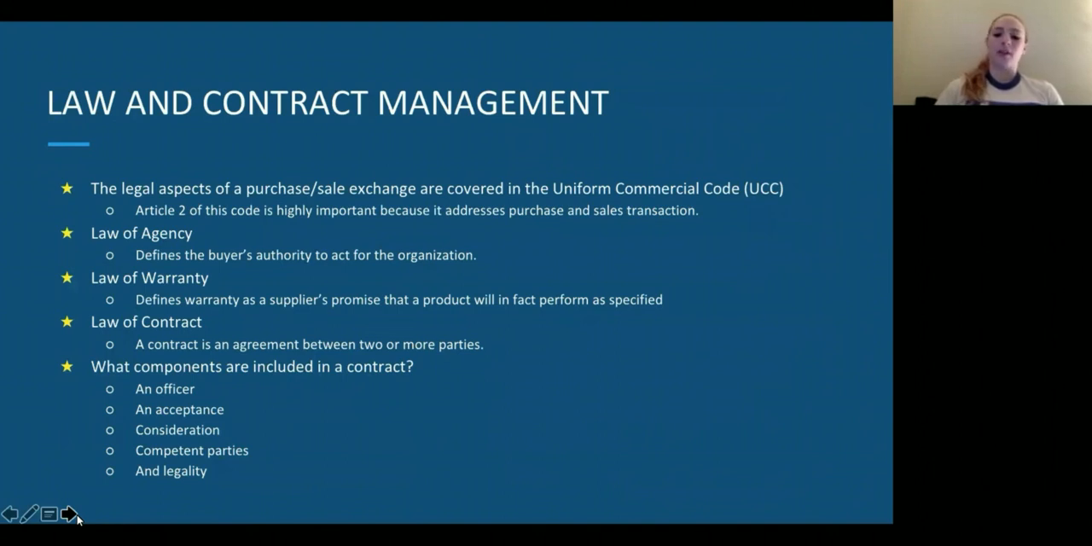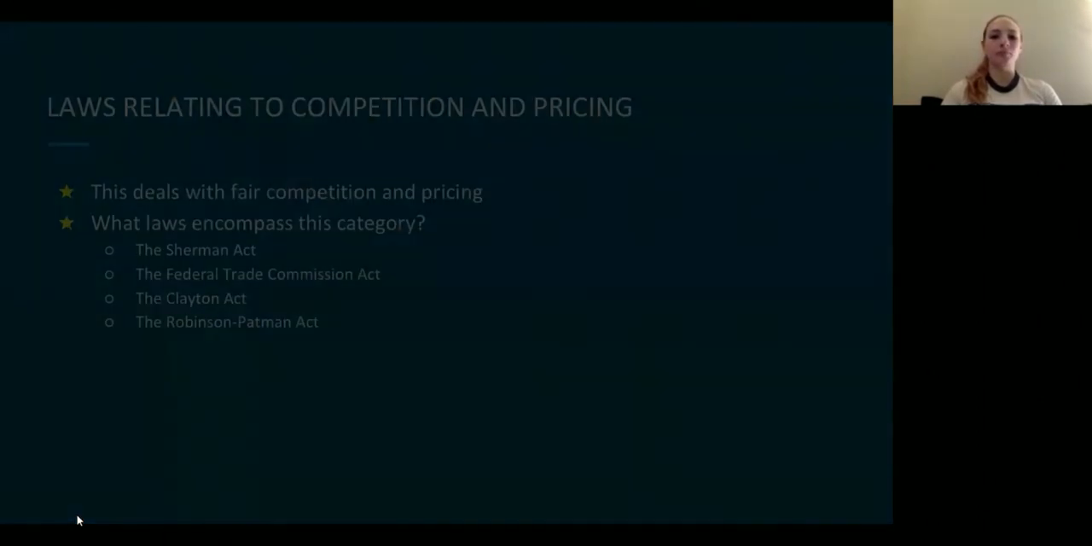There are three categories under protection of contract management. There is the law of agency, which defines the buyer's authority to act for the organization. There's the law of warranty, which defines warranty as a supplier's promise that a product will, in fact, perform as specified. There's the law of contract, which is an agreement between two or more parties. What components are included in a contract? There is an offer, an acceptance, consideration, competent parties, and legality.